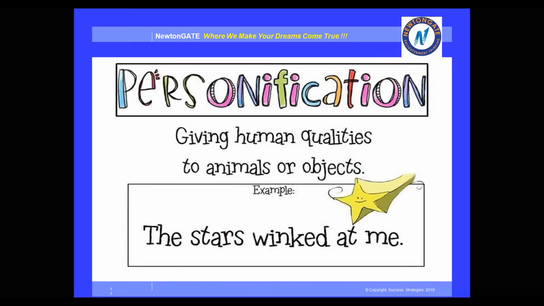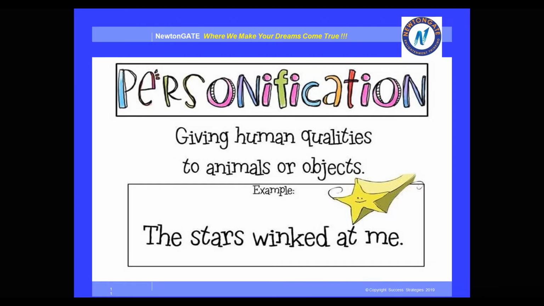So now we proceed to the third kind of figure of speech, that is personification. So in the word personification, if you see, we have the word person, isn't it? And we all know that person means human beings. So personification refers to giving human qualities to animals or objects. Now let us look at a few examples.